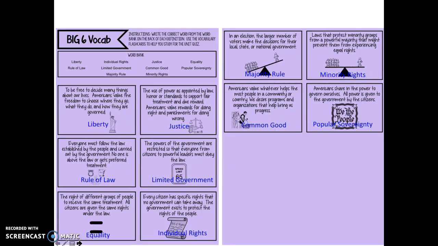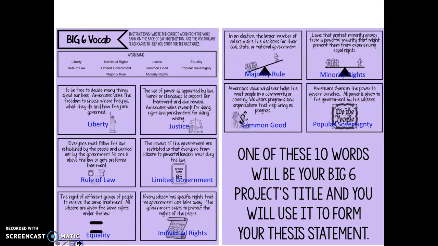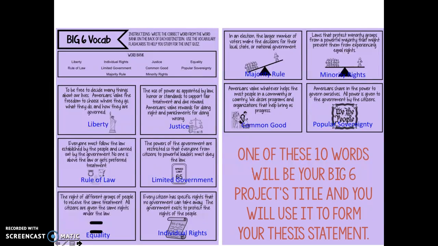And ultimately, one of these words will be used as your title for whichever pivotal moment image you select for the project. So one of these 10 words will be your Big Six project's title, and you will use it to form your thesis statement.